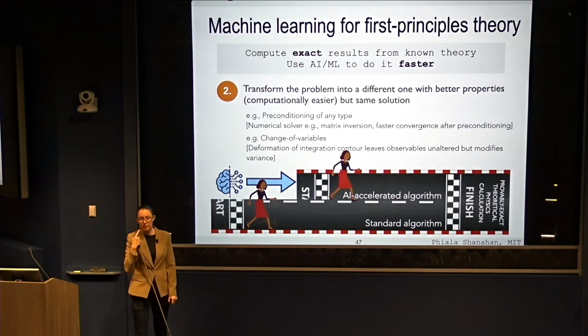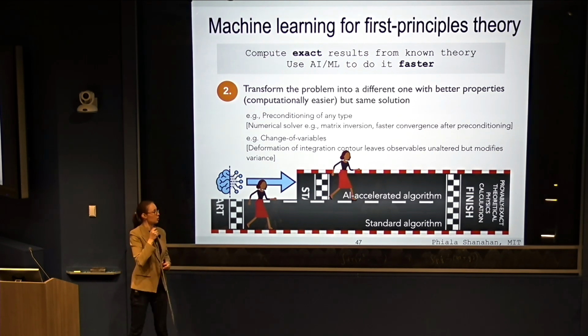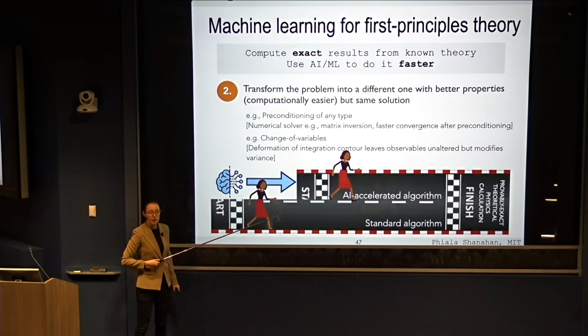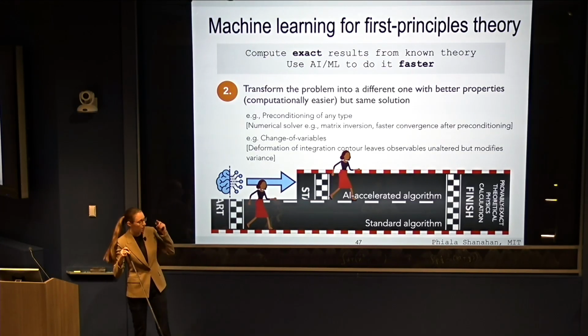More interesting. What if I can change the problem into a different problem that I can guarantee mathematically has the same solution? In this case, I'm using machine learning to do the changing of the problem, not the solving. I'm changing the problem and then using my conventional algorithm to solve. So same person running the track, but machine learning has made the track shorter, right? This can be very, very effective, and there are many ways of doing this.